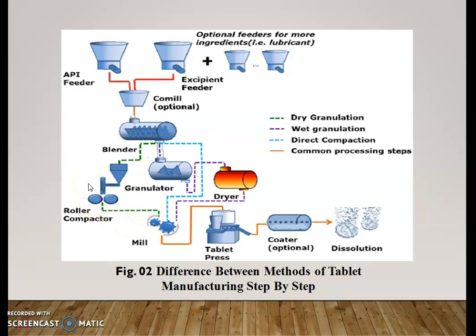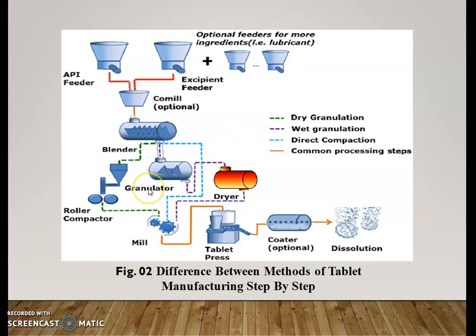The third method is the wet granulation method. Here we are adding the liquid mass, that is the binder solution. You can see that, and after that there is an additional step of drying: whatever wet mass or wet granules are there, we have to dry them properly, and finally we convert into the tablet. These are the common processing steps in the three methods, and the various differences between these three methods of tablet manufacturing.